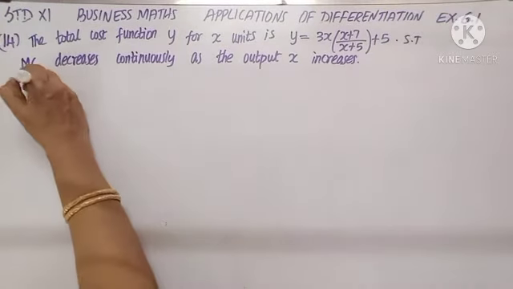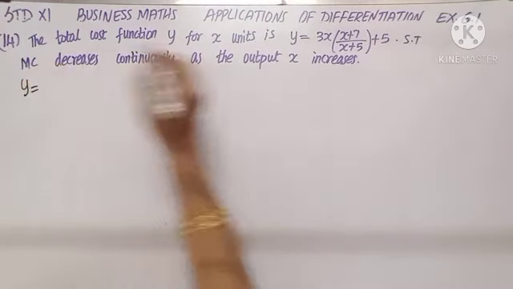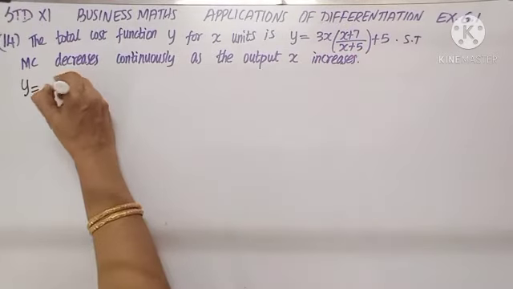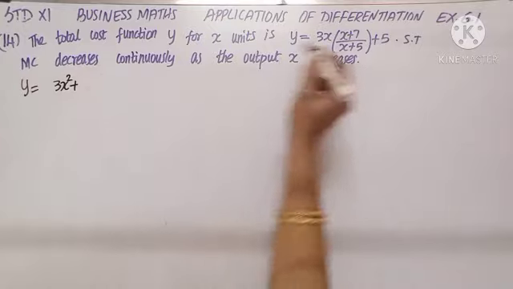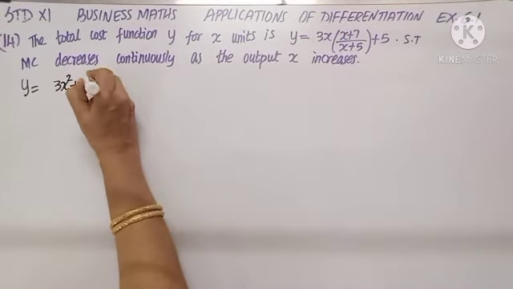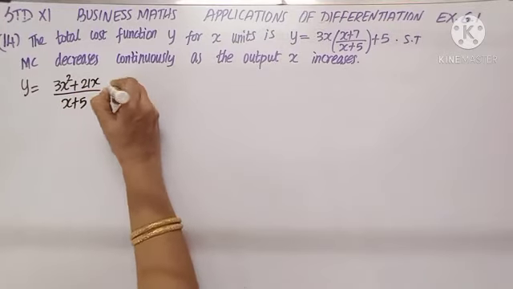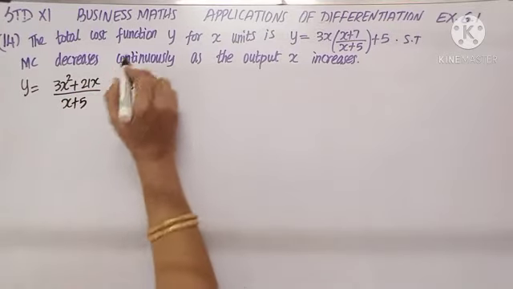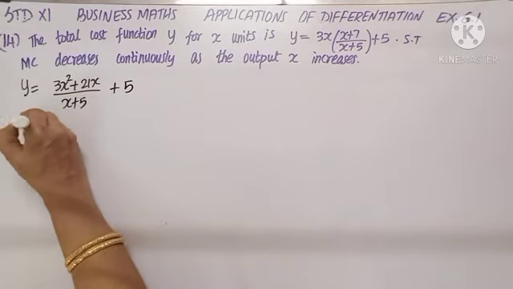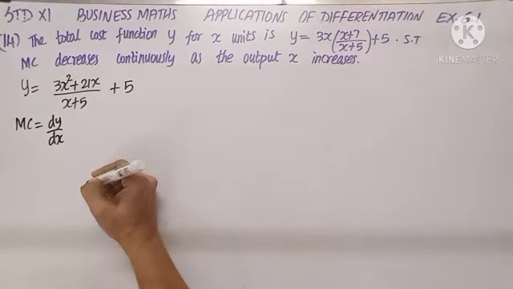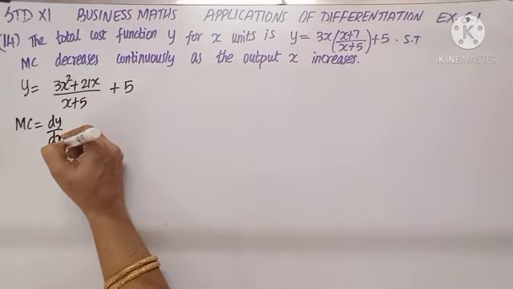What is y given? Y equals, let us multiply and write it. 3x into x, 3x square plus 3x into 7, 21x, divided by x plus 5, plus 5. My question is about MC. What is MC? dy by dx. How to find dy by dx?